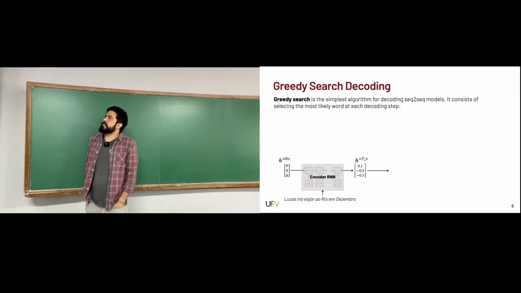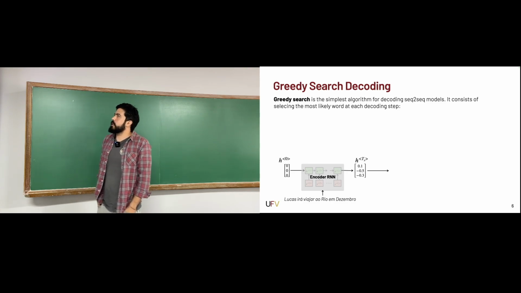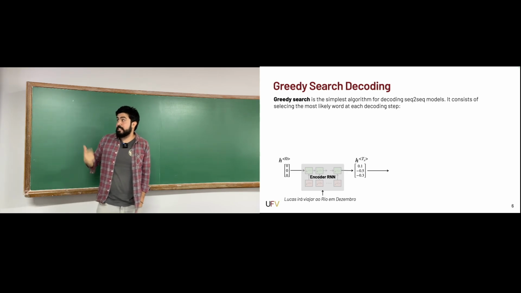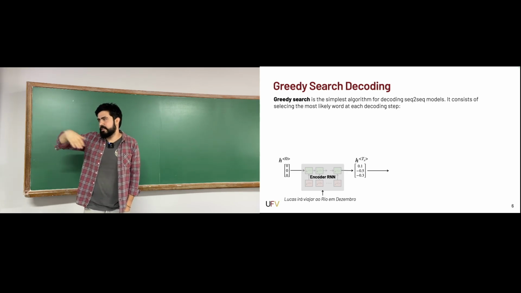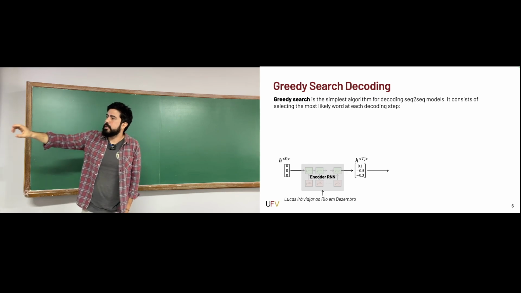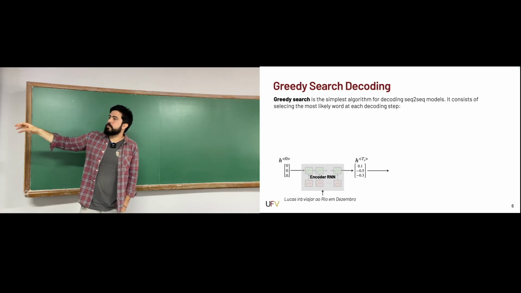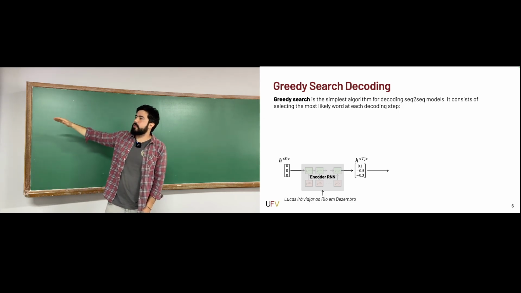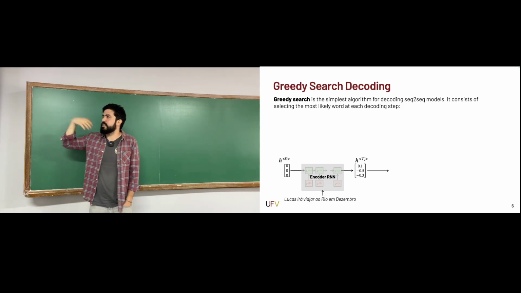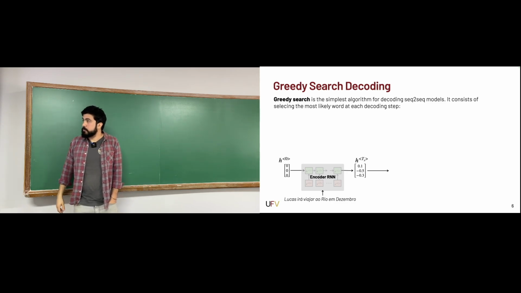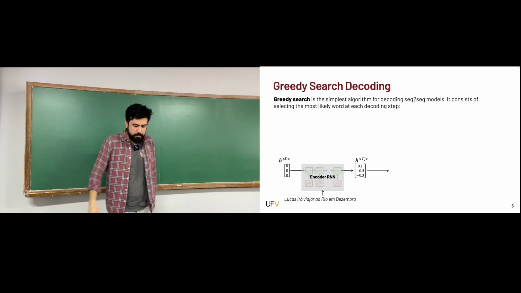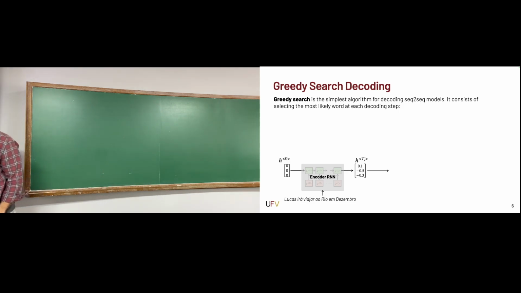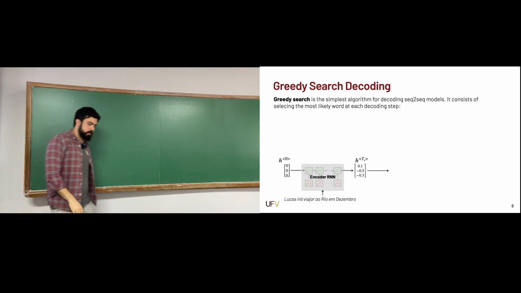So greedy search is the simplest algorithm we can use, and it works by selecting the most likely word at each decoding step. Here is just an arbitrary example, right? Lucas irá viajar ao Rio em dezembro. We start our hidden state with h0 equal to 0. We pass that through the encoder RNN that gives us the last hidden state of the input sequence, and that's our condition. That's our compression of that input sequence.